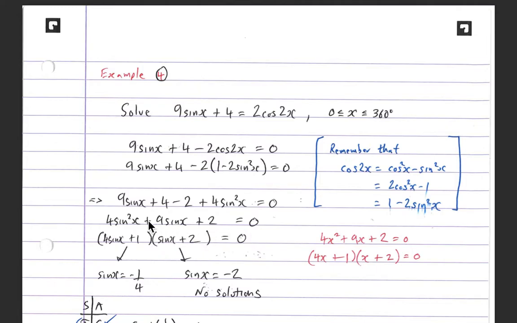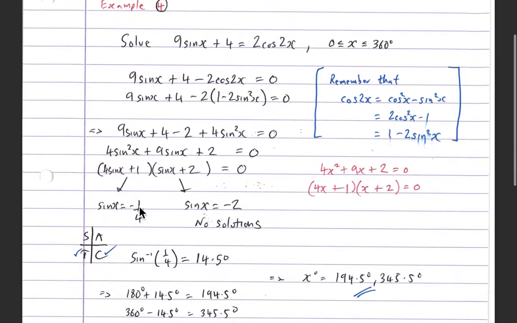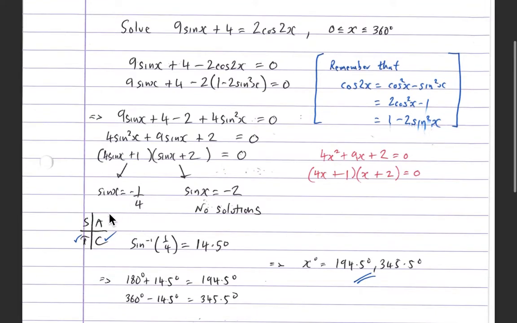As before, we solve each of these trig equations now. Sine x must equal minus a quarter, or sine x equals minus 2. Very quickly, this one has no solutions. Here we will need to use a calculator, and we need to identify which quadrants our answers will lie in. Sine giving a negative value will only occur in quadrants 3 and 4. So we know that we have to find 180 plus the key angle and 360 minus the key angle.